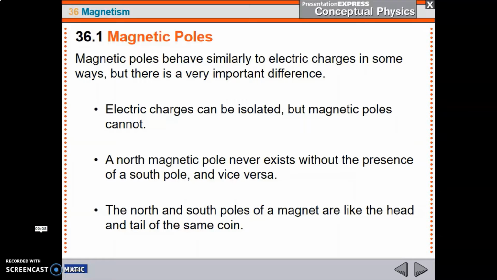We'll figure out the why of this in section 3 or 4, but for now, you just have to know that you can never have a north pole of a magnet without having a south pole on the other end. That's always true.